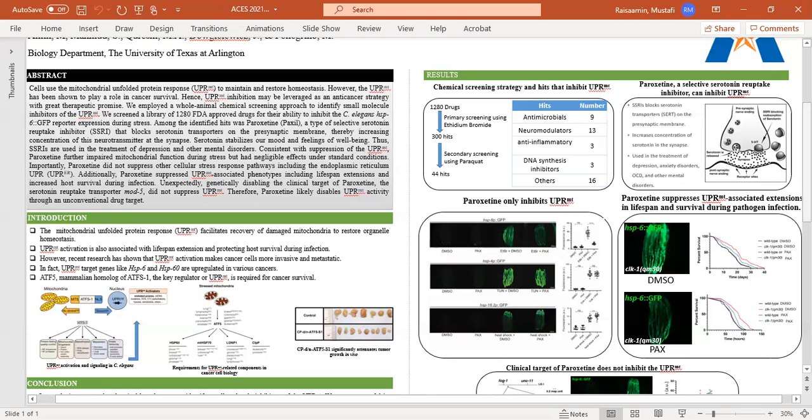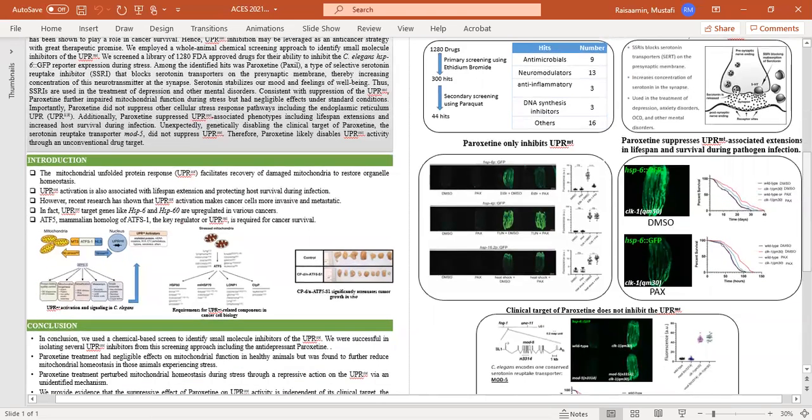We use our HSP6 GFP worms, which are normally used as a readout for mito-UPR, and we put these worms on control, paroxetine, bromide, and bromide plus paroxetine. Under control and paroxetine plates, they had basal levels of fluorescence. In the plate that had the stressor bromide, they induced the mito-UPR and were green. However, in presence of bromide and paroxetine, the fluorescence levels were significantly lower, suggesting that paroxetine inhibited the mito-UPR.